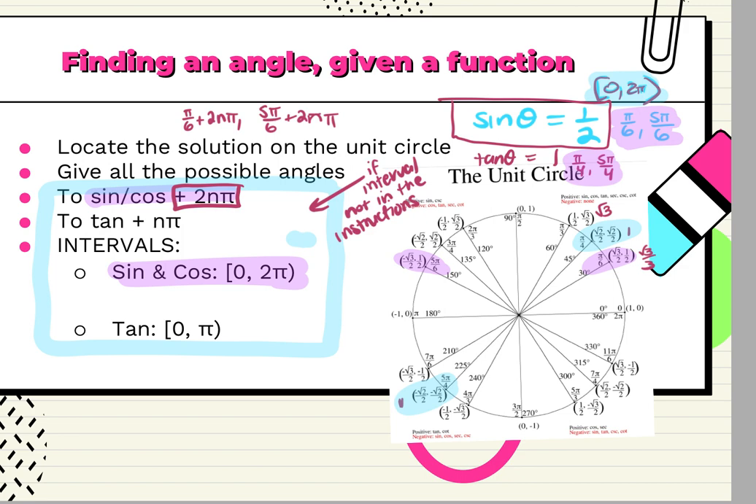So for sine and cosine, we pick the ones from the circle. We add 2n pi. For tangent, now tangent's weird because tangent repeats every half circle. So for tangent, we would only give the answers in the first and second quadrant. And then we add n pi. So if it was the same question as over here, then my answer would have been pi over 4 plus n pi. And it's not because 5 pi over 4 is wrong. It's because pi over 4 plus 1 pi is 5 pi over 4. So you're duplicating your answer.